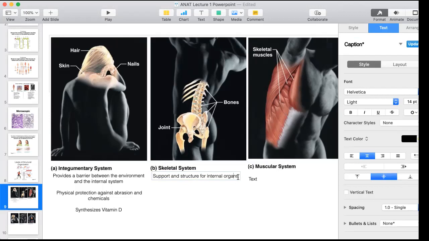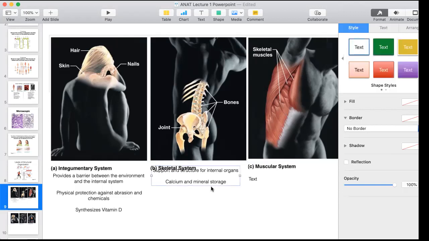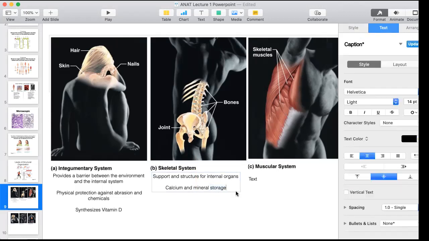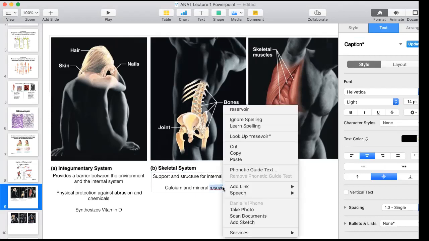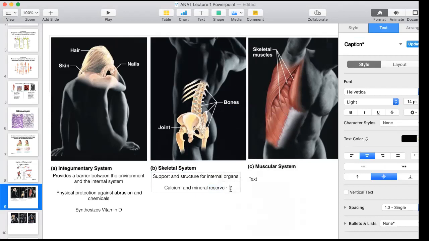And also what this does is it is calcium and mineral storage. So calcium and certain other minerals are integral for bone structure. But also, well, I should say more a reservoir. And I'm not sure if I'm spelling this right. Despite being an English major, my spelling could be improved.